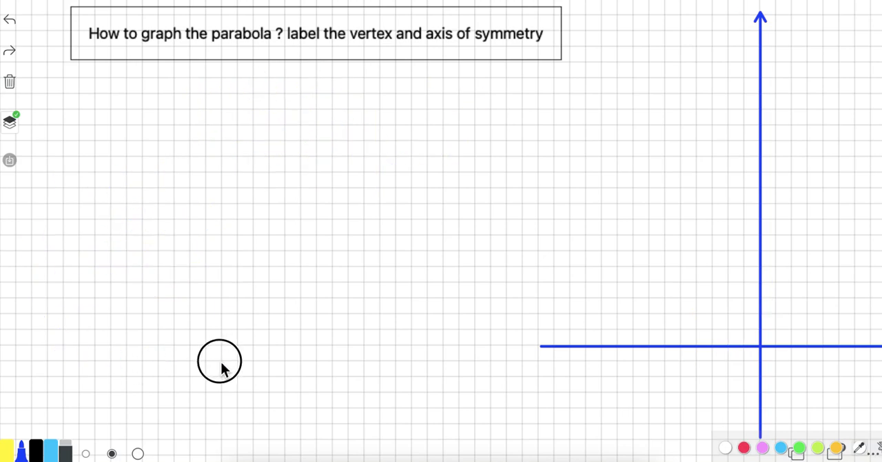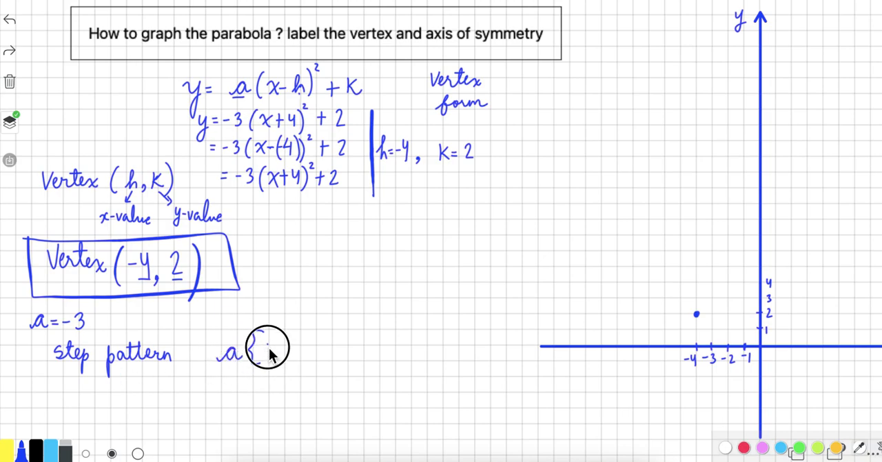The step pattern says it's gonna be a times 1, 3, 5, and then there are 3 dots here. It's just gonna continue the pattern here. So the next up here is, what is the a value? The a is negative 3. So we're gonna place the a with the negative 3, and here we have 1, 3, 5.